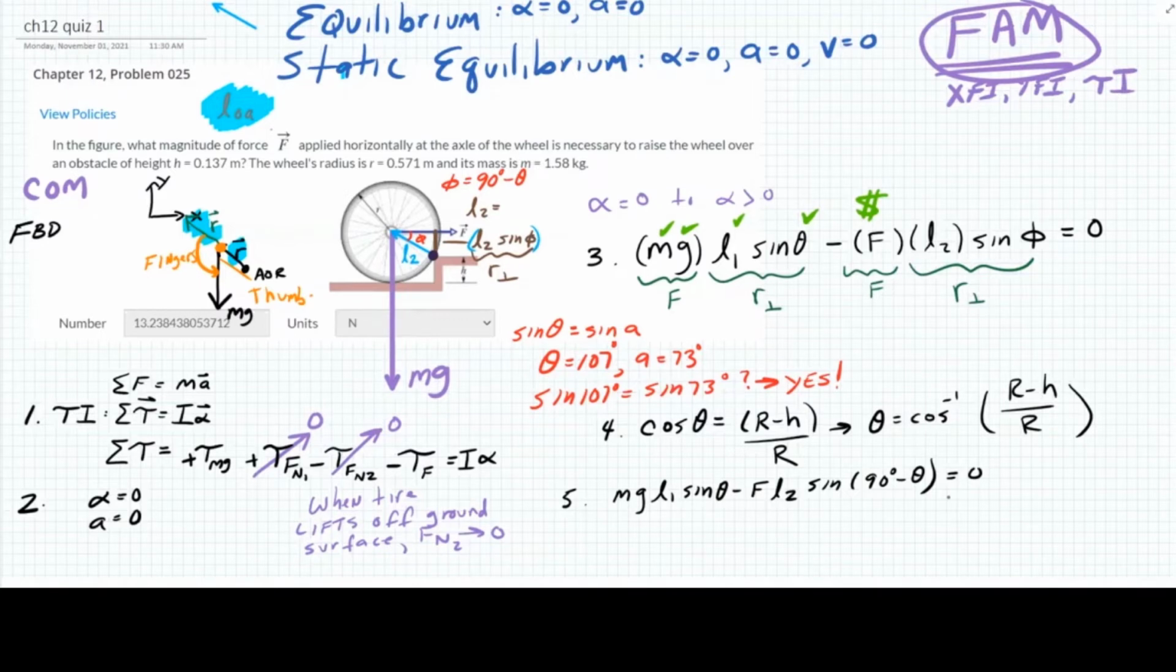Let's solve for F. Mg, R minus H. I used a big R. They used a little r.